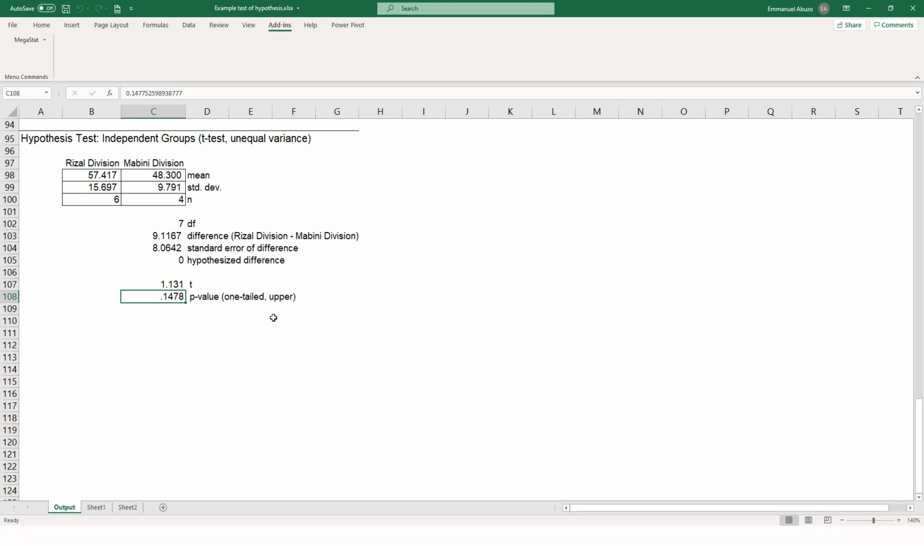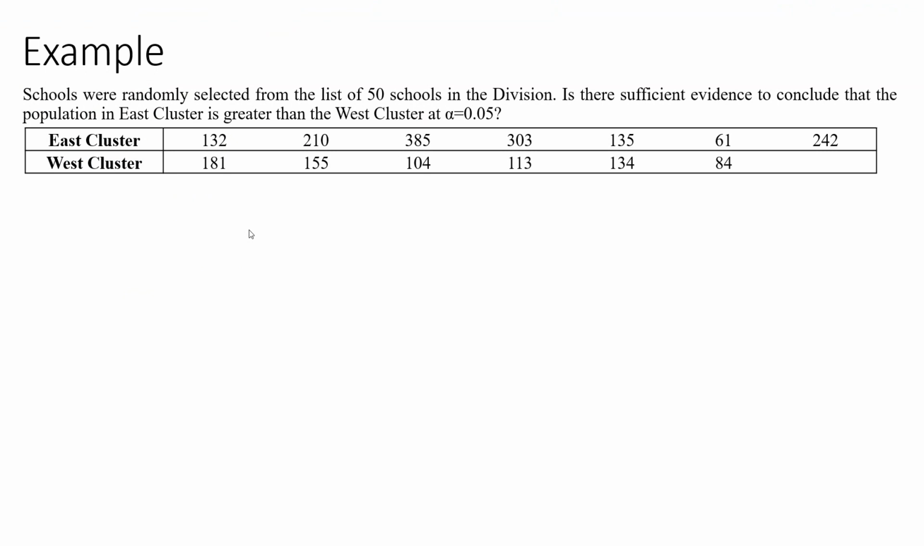Okay, so let's have another example. The schools were randomly selected from the list of 50 schools in the division. Is there sufficient evidence to conclude that the population of the East cluster is greater than the West cluster at 0.05 level of significance? Clearly, the alpha level is 0.05.